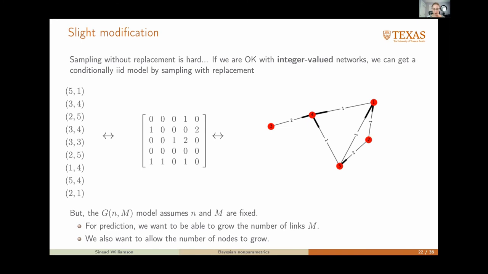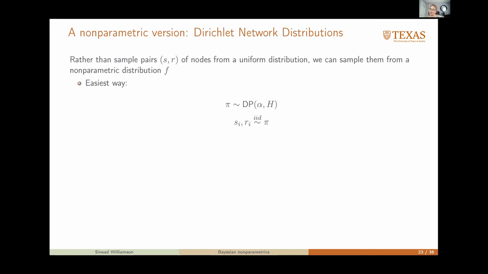The easiest way of doing this is instead of having a finite number of nodes, N, we're going to have an infinite number of nodes. You might have guessed this. This has been my key take home from everything so far. So instead of sampling from a uniform distribution over N nodes, I'm going to sample from an infinite distribution over infinitely many nodes. So I have some probability distribution over infinitely many nodes.